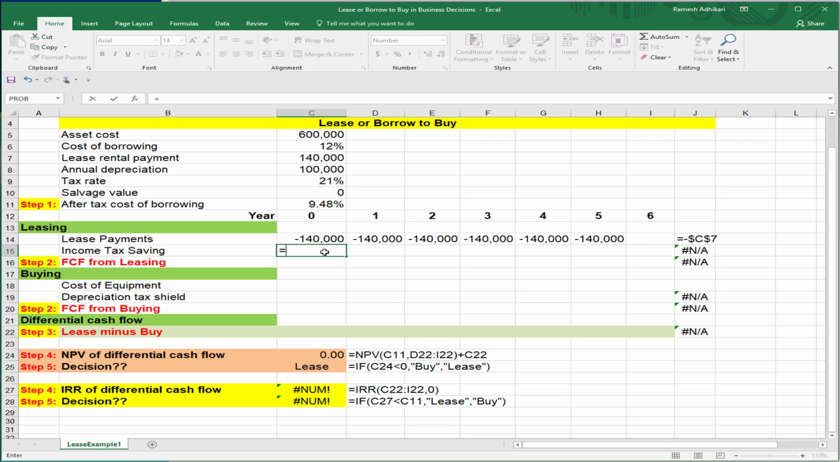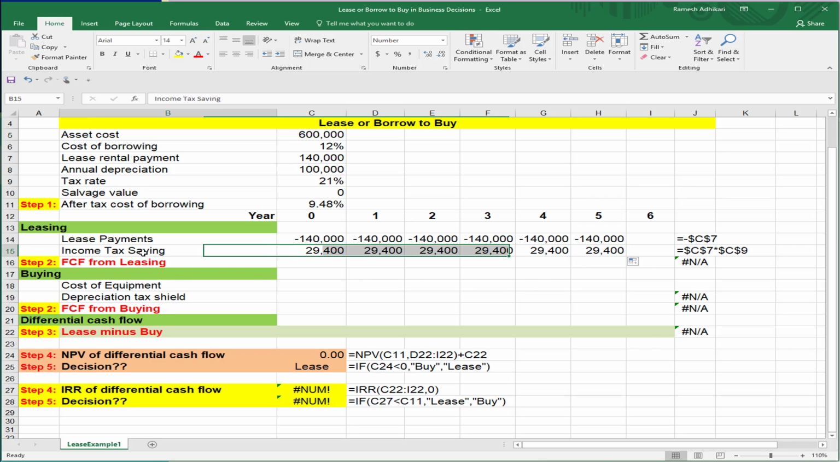So how much is the tax saving? So whatever lease you pay and 21%, you don't have to pay the tax, right? So it's going to be lease payment times the tax rate is going to be income tax saving. Again, I'm going to fix both of these because I want to drag it to other cells, and I'm going to put a $ sign right here. So I put this $ sign and then drag it to compute my tax saving for this year and next 5 years.